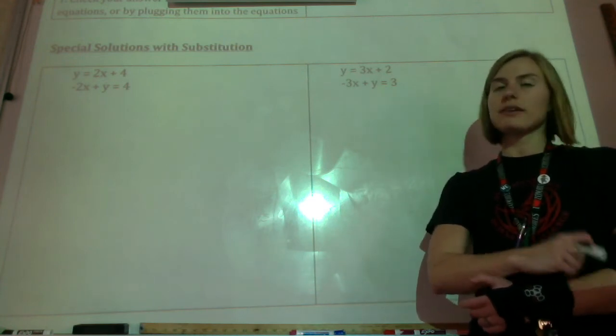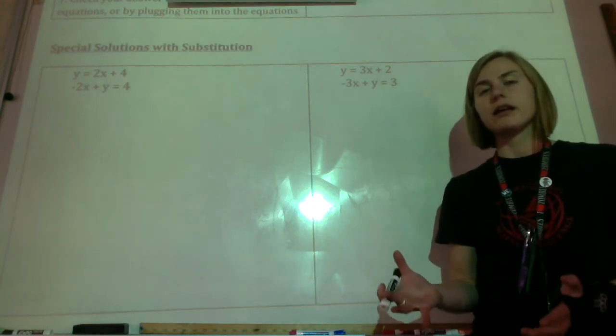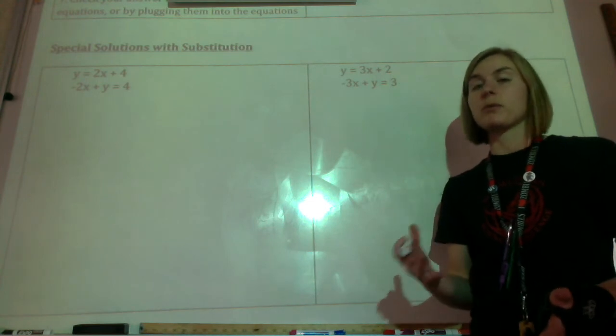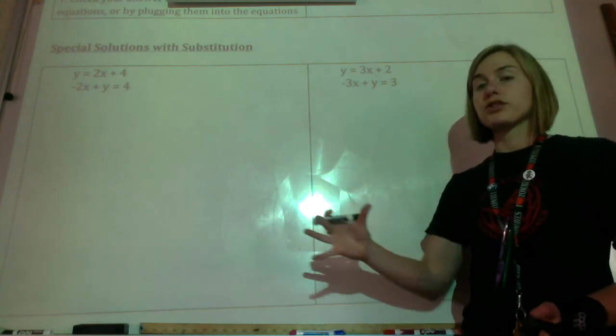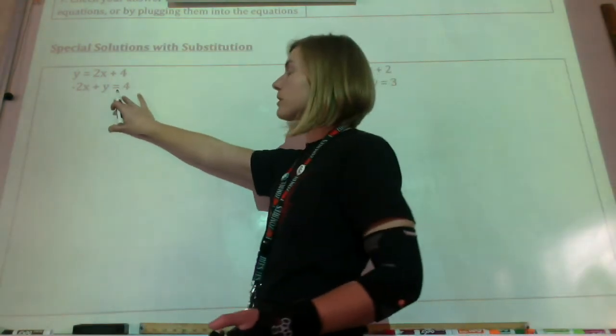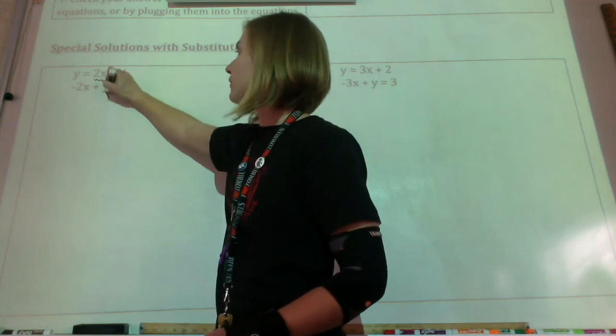So if we're not graphing it, you may not recognize if the equations are the same or if they're parallel. So you might just start doing substitution and then come up with something weird. So I want to make sure that you recognize which is which when you're doing substitution. So this first equation, if I'm going to do substitution, I need to take this 2x plus 4 and plug it in for our y.